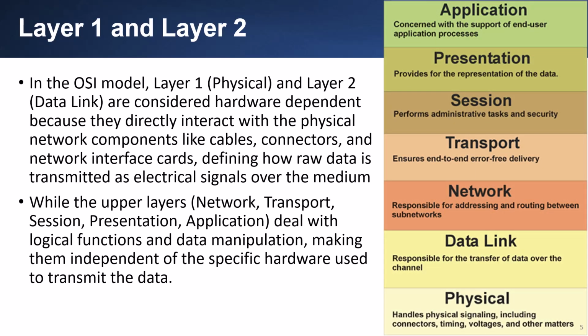In the OSI model, Layer 1 and Layer 2 are considered hardware dependent because they directly interact with the physical network components like cables, connectors, and network interface cards, defining how raw data is transmitted as electrical signals over the medium. While the upper layers deal with logical functions and data manipulation, making them independent of the specific hardware used to transmit the data.